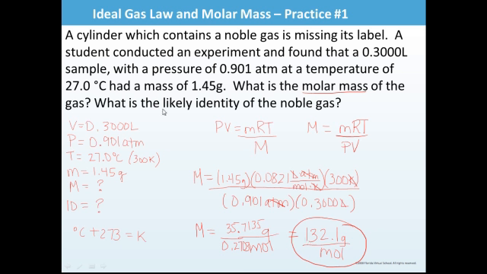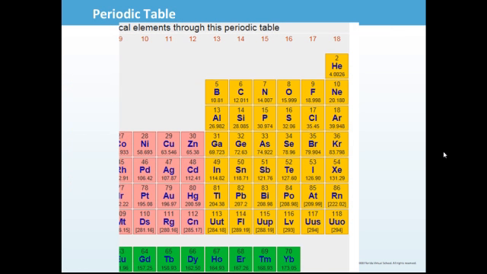The second part of this problem says, what is the likely identity of the noble gas? That's the key here. It told us it's a noble gas. So when we look at our periodic table, we go to the right-hand side because we know the noble gases are the last column on the periodic table. So when you go to the last column on your periodic table, which noble gas has a molar mass closest to 132.1? And I have a copy of the periodic table here.